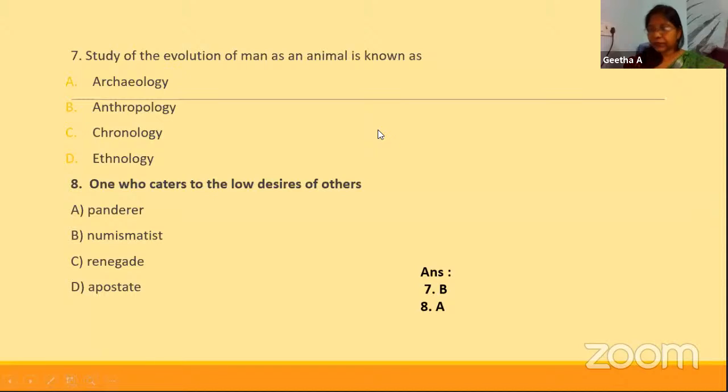Apostate, you can't say it is an atheist. He renounces belief in everything, not only in religion but so many other things also, no beliefs. Atheist is a person who doesn't believe in god or religion, right? So I hope I'm clear with that.